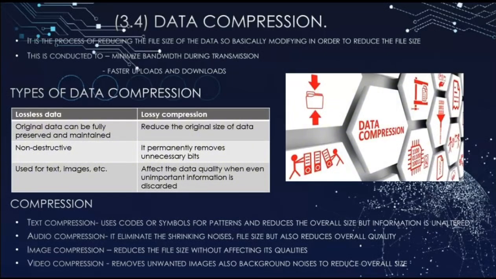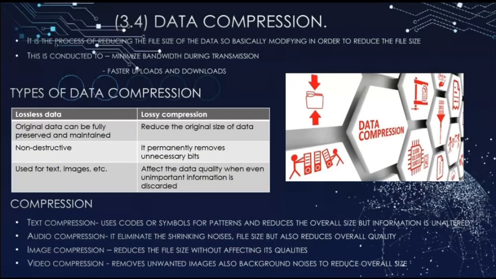Data compression. It is the process of reducing the file size of data, so basically modifying it in order to reduce the file size. This is conducted to minimize bandwidth during transmission and for faster uploads and downloads. The types of data compression are lossless and lossy compression.